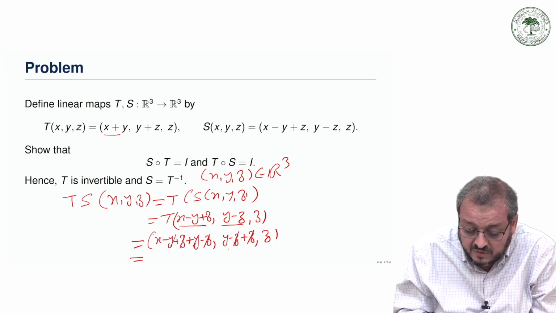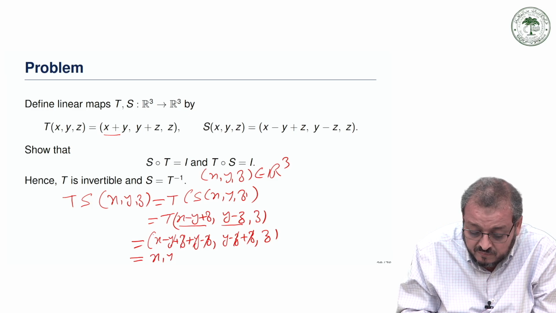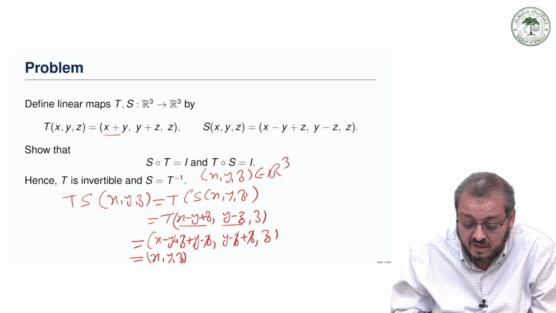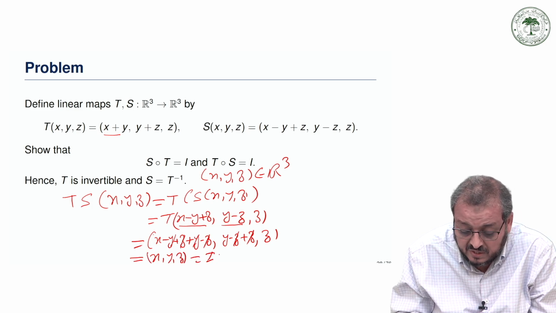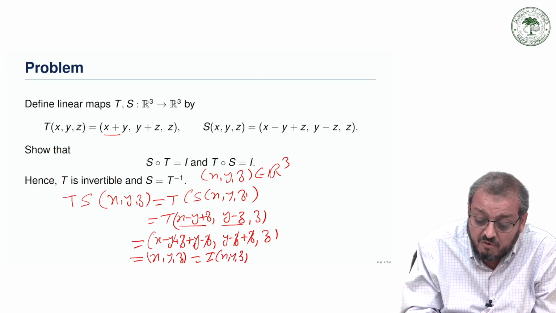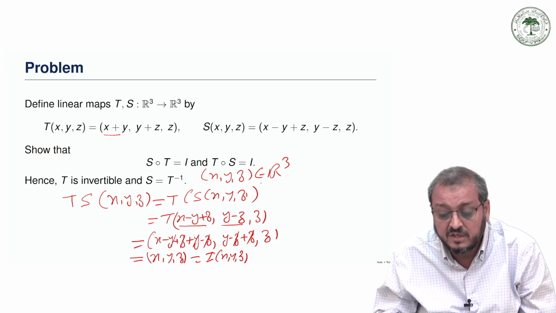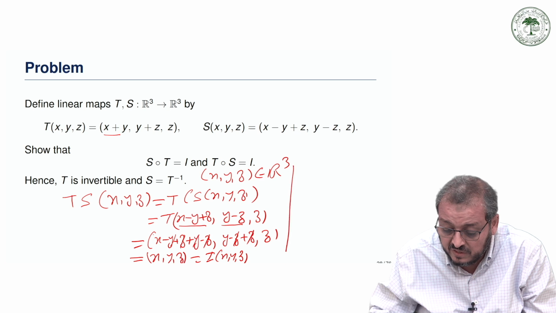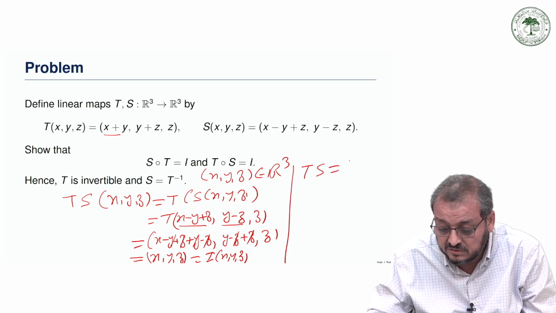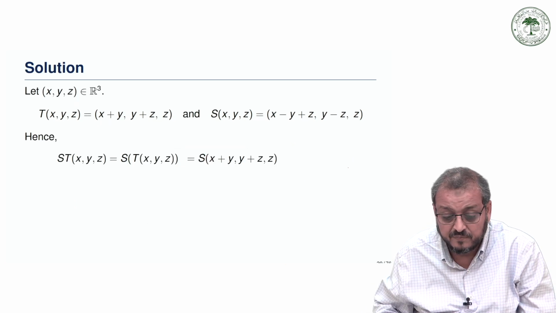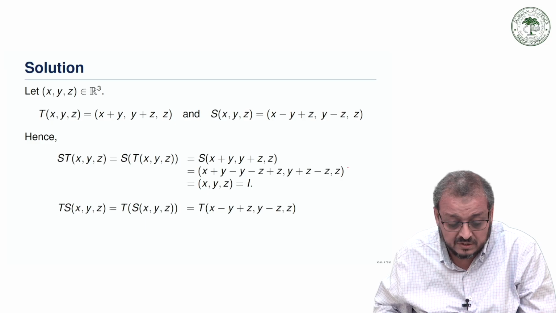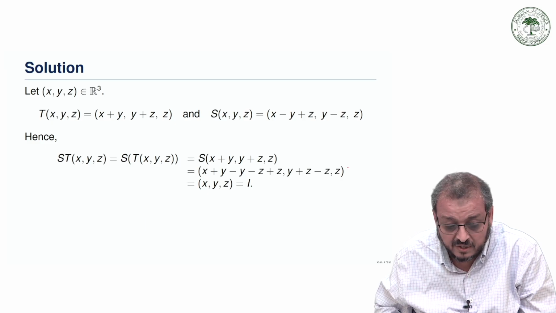So this means we can say that we are getting (x, y, z), and this is nothing but equal to ξ of (x, y, z), for all (x, y, z) belonging to R³. Then in general we can say that T of S is equal to identity. Okay, so now we have shown clearly that TS is equal to identity.